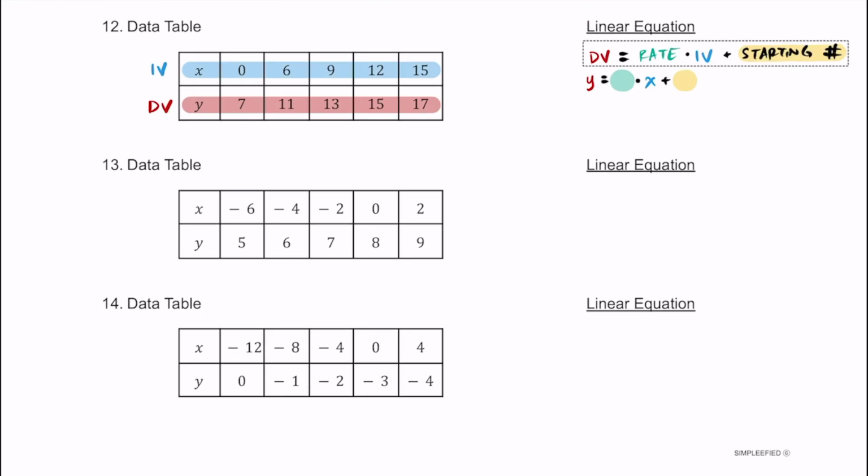All right, for number 12, let's start by finding the rate here. So the rate is going to be the ratio of the changes. So looks like this is going to be +4, but this is going to be +6, right? So if we have +6 and +4, that's interesting. So 6 over 4, that's going to be the same thing as 3 over 2, right?